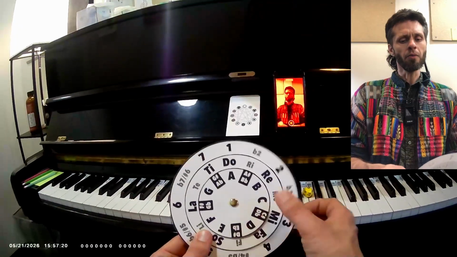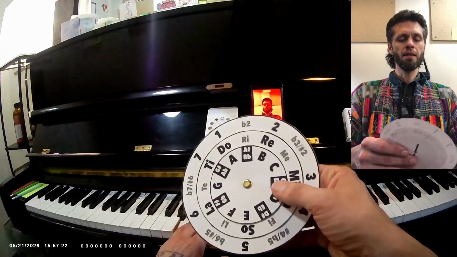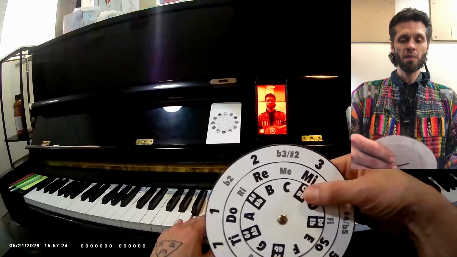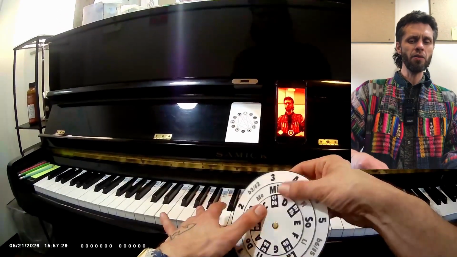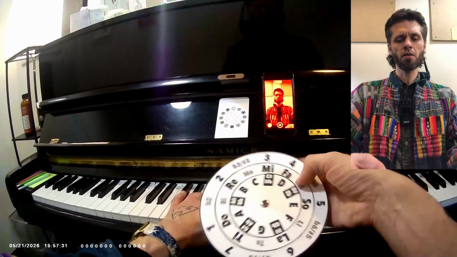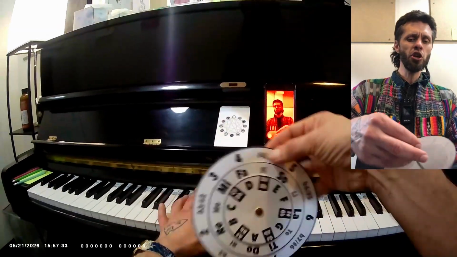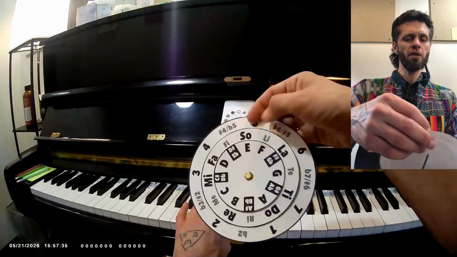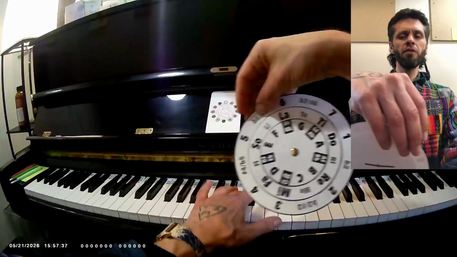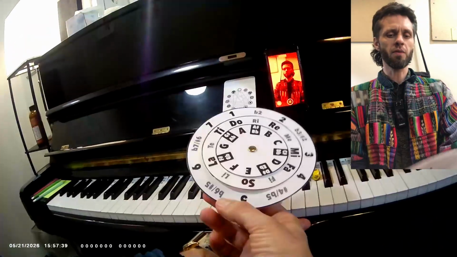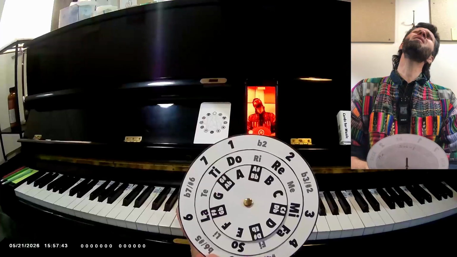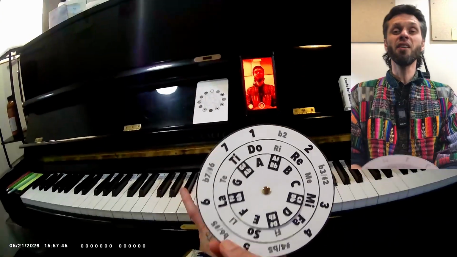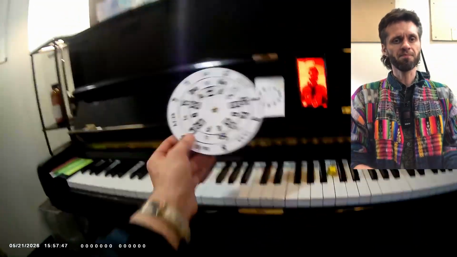A is my do, B is my re. I'm looking at me. It doesn't look like it's quite over that C. It looks like it's over that C sharp. Fa is over the D, and then sol is over the E, and then la is over the F sharp. Ti is over the G sharp, and then I'm going to go to the A to finish the cycle, so finish the octave.